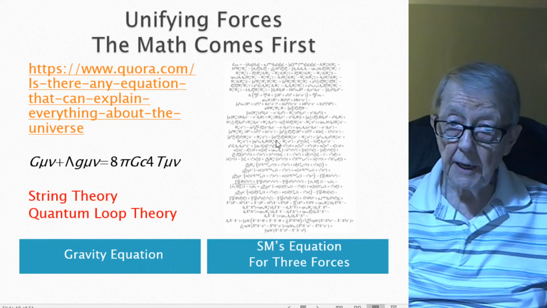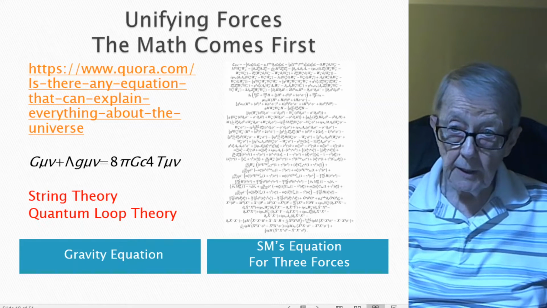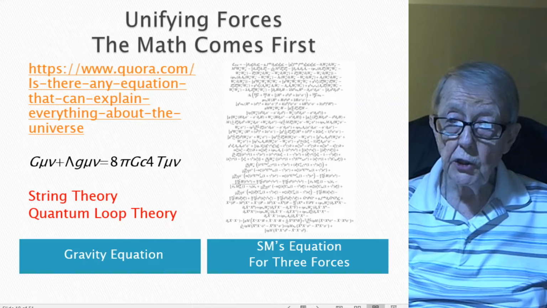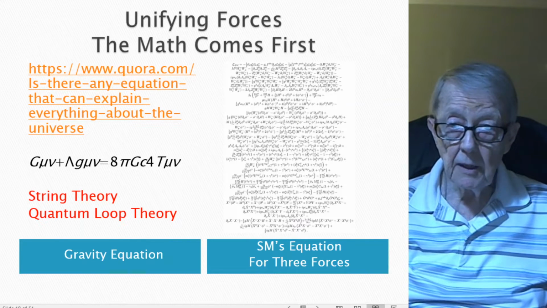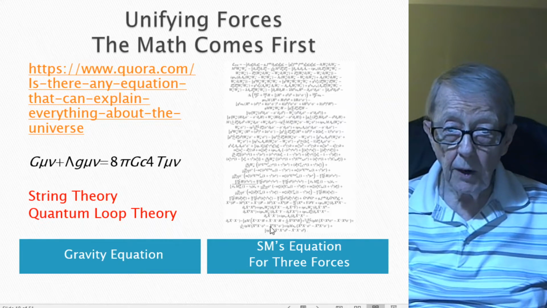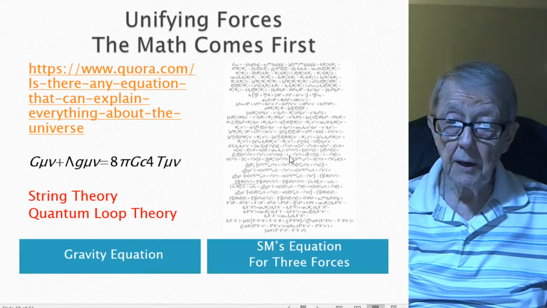If you ever want to get a copy of this, it's easy. Go on the internet and Google one-page equation, not one line, one-page equation. And you'll get multiple copies of this. And this one equation is supposed to represent the three forces. That is the nuclear strong, nuclear weak, and electromagnetic.